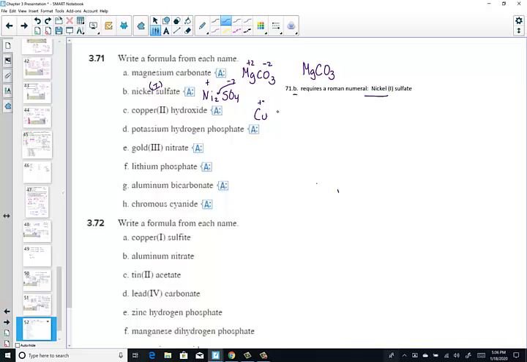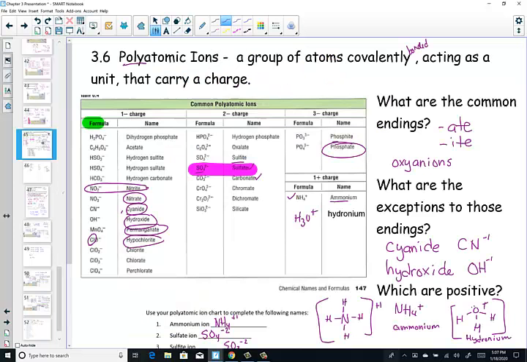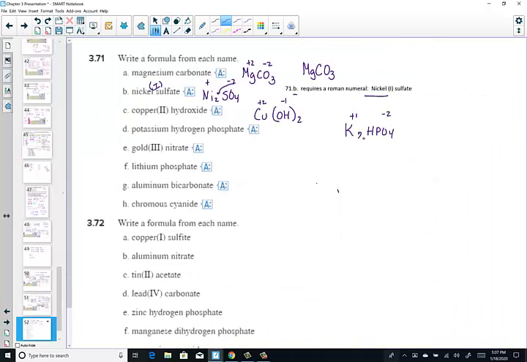Copper, +2. Hydroxide, -1. Cu(OH) taken twice. Letter D. Potassium, +1. Hydrogen phosphate, HPO4, -2. You see that, right? Hydrogen phosphate, HPO4, -2. And so I crisscross and we get K2HPO4.